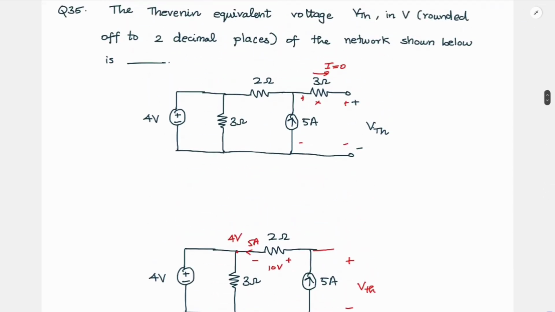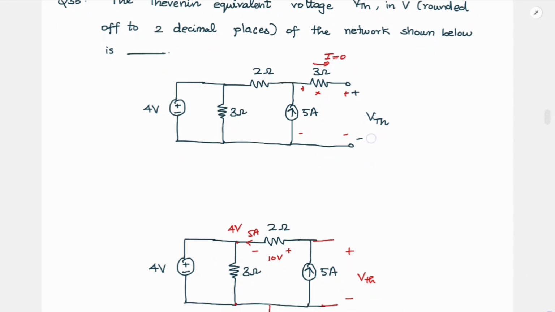Sometimes you might think too much and complicate it. For example, many people will not know that the current I through this 3 ohm is 0. So only if you start with this, you can next proceed that all this 5 ampere will flow across this 2 ohm. So always when you see this type of open circuit, the current through this resistor or similar element is going to be 0.